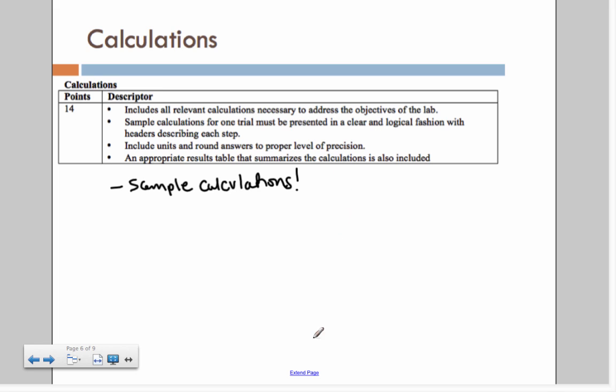You want to lay it out logically. Make sure you're rounding to the proper level of precision, using units, all that kind of stuff. Okay, so of these points, a significant number is going to be how you format it. So don't be messy in this process. Make sure it's easy to follow. And then make sure you're also including that results table to summarize your results.